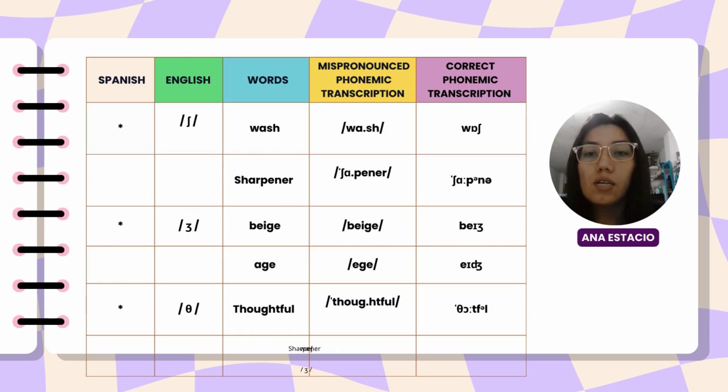The next word is egg, but sometimes we pronounce it incorrectly, and the correct pronunciation is egg. The next word is thoughtful, but sometimes we mispronounce it, and the correct pronunciation is thoughtful.